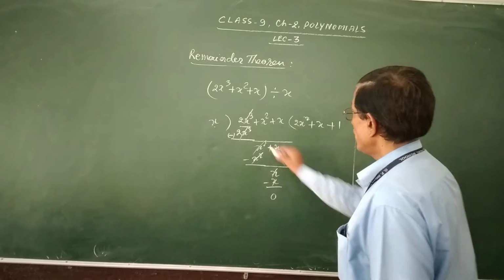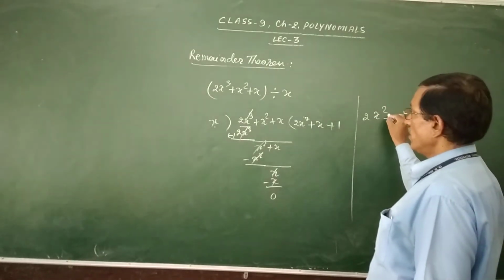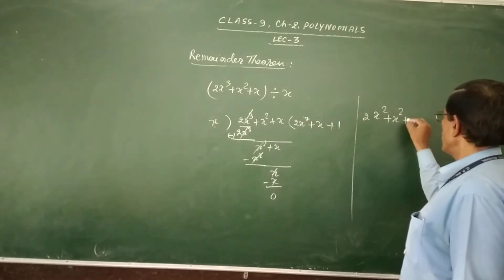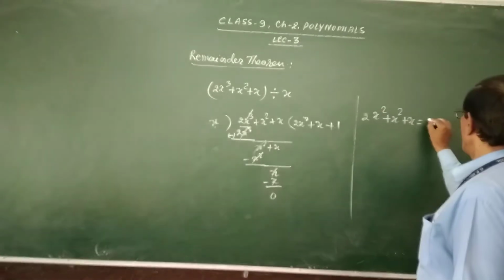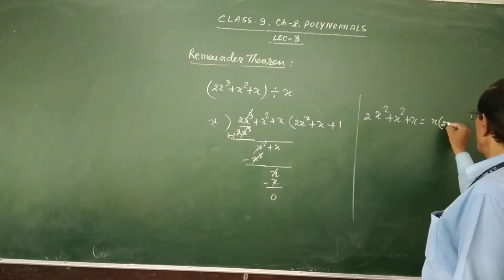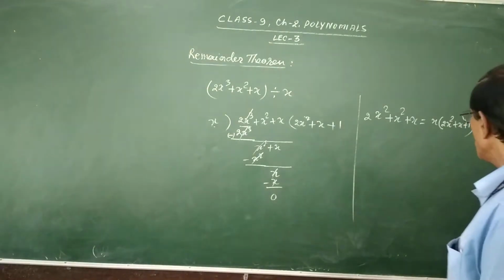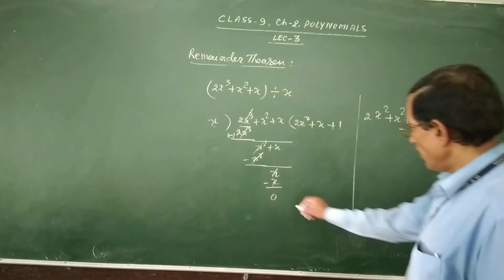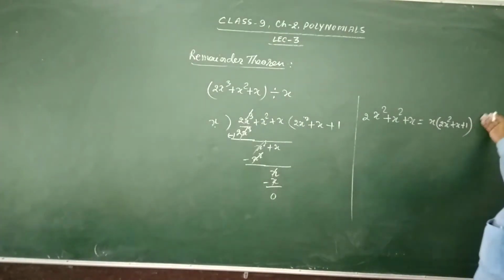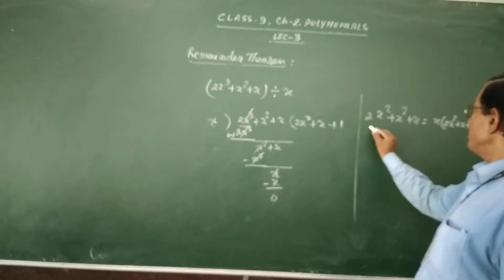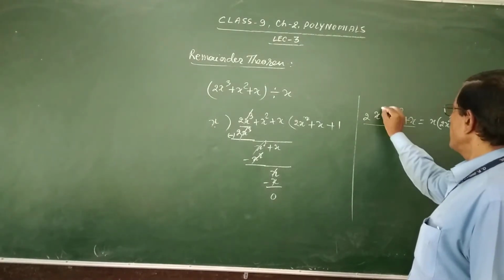This may be written as: 2x cube plus x square plus x is equal to x into (2x square plus x plus 1). So here remainder is 0, so we can write plus 0, but no need to write this. So we can say this polynomial, this quotient, it will be 3.